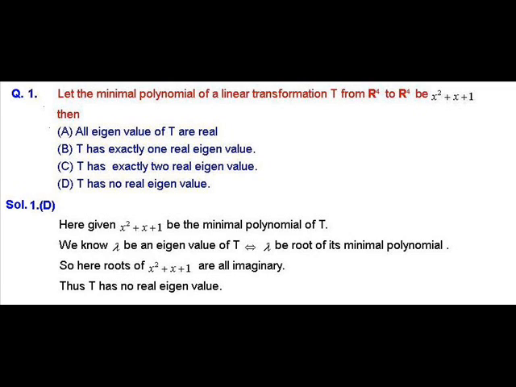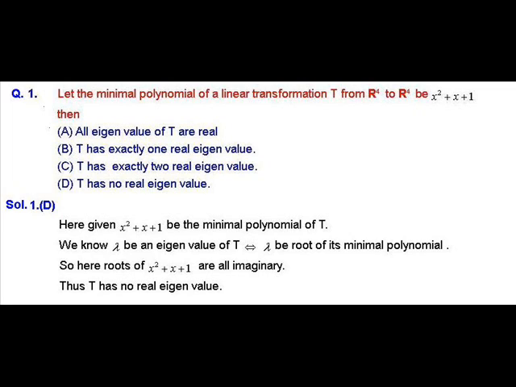Okay, now we know if lambda be an eigenvalue of T, then lambda must be a root of its minimal polynomial. In fact, we have an if and only if statement, that is, lambda is an eigenvalue of T if and only if lambda is a root of its minimal polynomial.